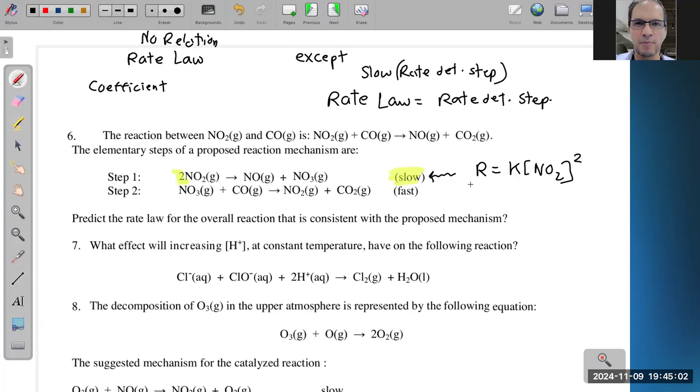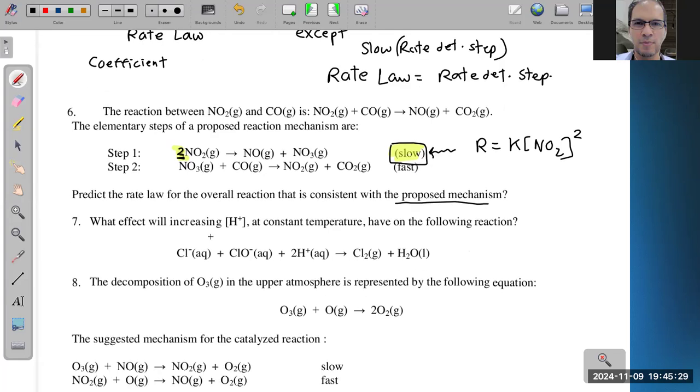Again, for the people who did not attend last time, the only time that the coefficient, or the number of moles, is related to the power in the rate law is in the slow step, the rate determining step. And this will be consistent with the proposed mechanism. So if the mechanism is correct and this is the rate determining step, then the number of moles here will come as a power here.